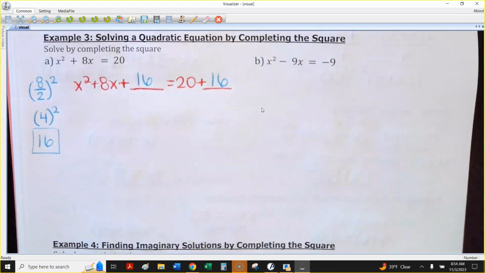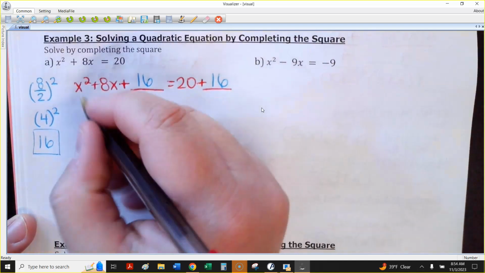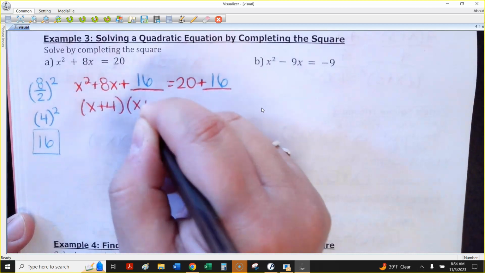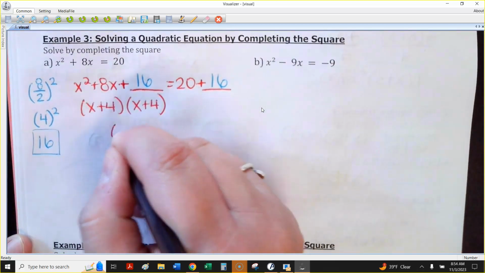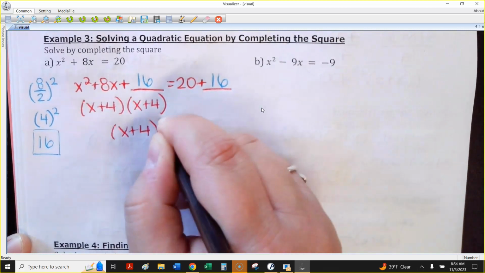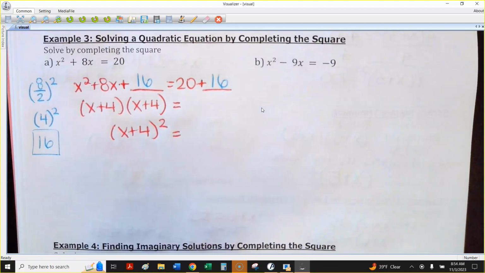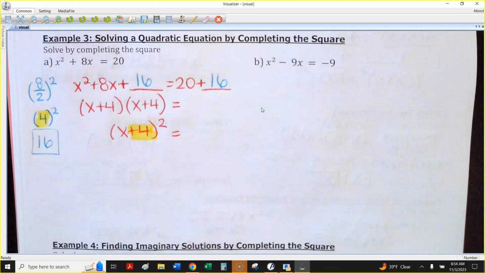Okay. Now, here's the deal. On the left side, what we have should be a perfect square trinomial. Multiply to get 16, add to get 8. If you want to skip this step, you can. I'm just going to write both factors real quick. x plus 4 times x plus 4. The entire purpose of doing this is they're the same, so I can squish it together: x plus 4 squared. And notice again, whatever you square, that's what's in here with the x. That's what's in the factor.